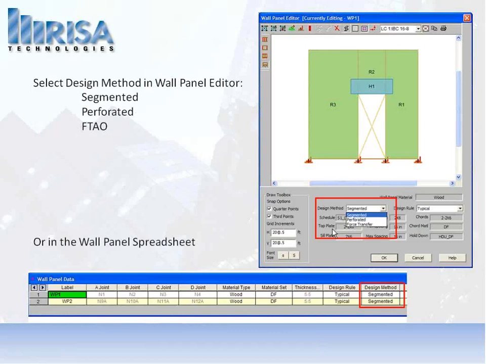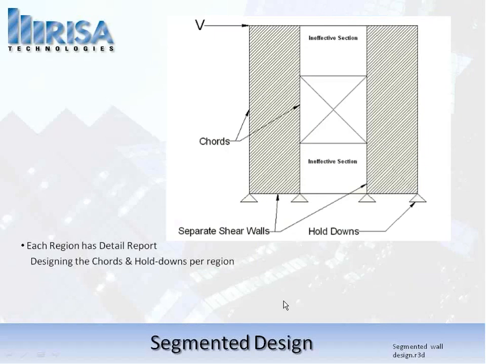The other thing is, if you wanted to, you can just jump right into the wall panel spreadsheet and change it right there. You don't have to be in the wall panel editor. If you know all of them need to be perforated, you can just highlight the entire row and change them all to be perforated. So you have a couple options there.